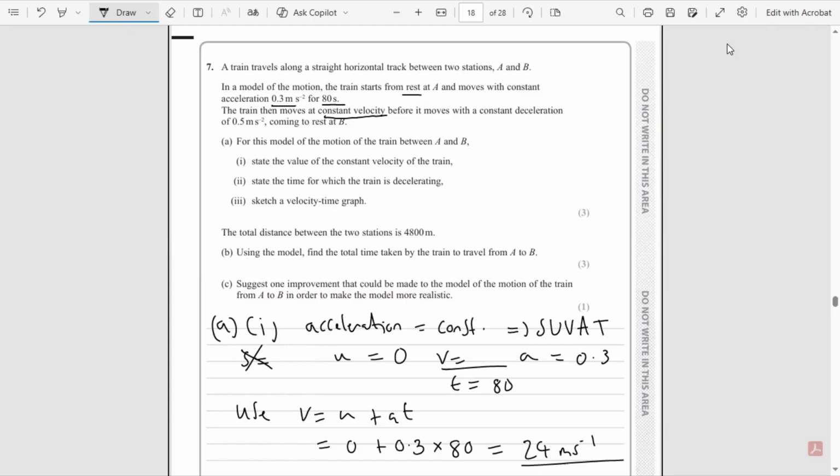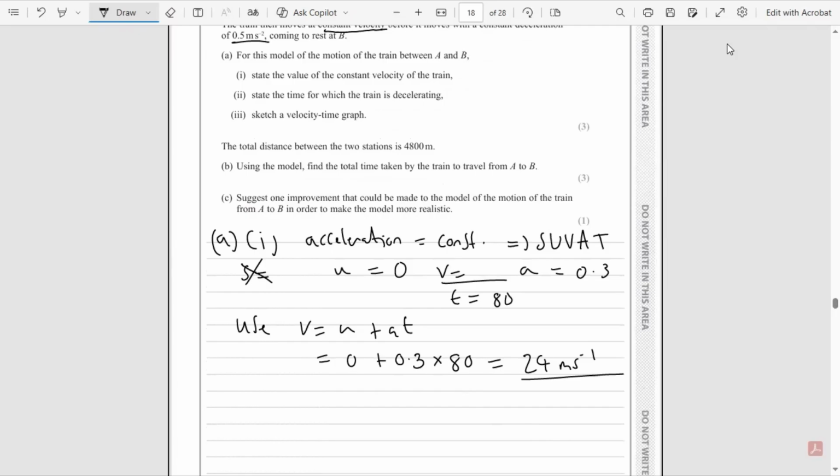So part II of part A says state the time for which the train is decelerating. In this instance, the train is decelerating at a deceleration of 0.5, in other words, an acceleration of negative 0.5. We start with an initial speed of 24 and we finish when we come to rest, so a speed of 0, or a velocity of 0.